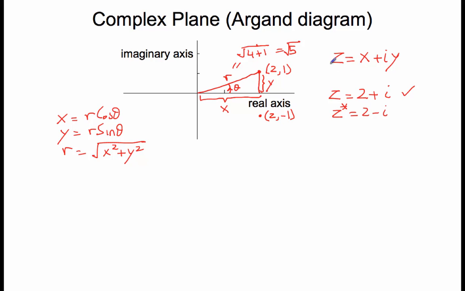This representation of z in the complex plane, also called the Argand diagram, is very useful when we want to multiply two numbers with each other. So let's say that you had z1, which was the magnitude of that complex number, r1, times cosine of theta 1 plus i sine of theta 1.